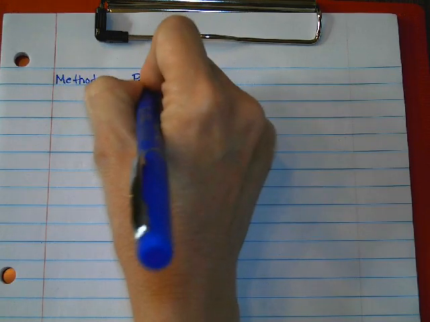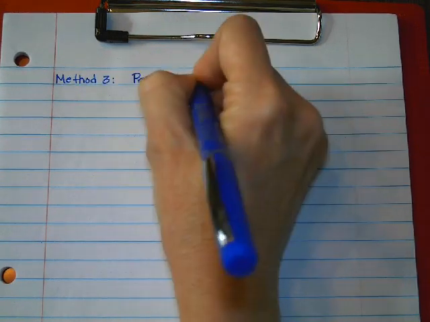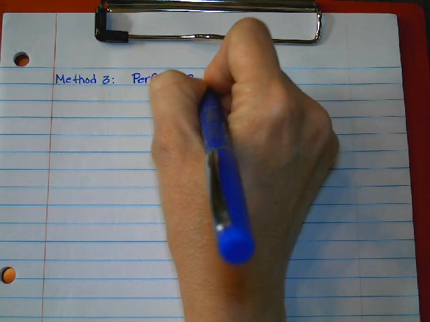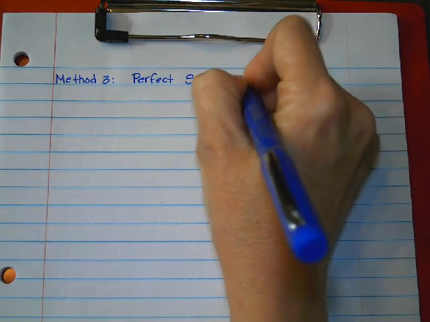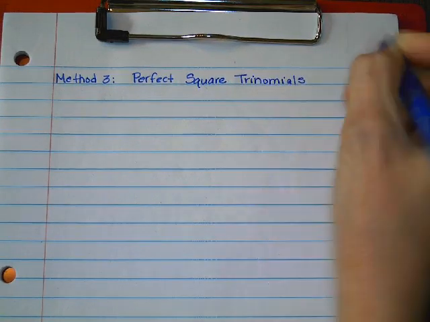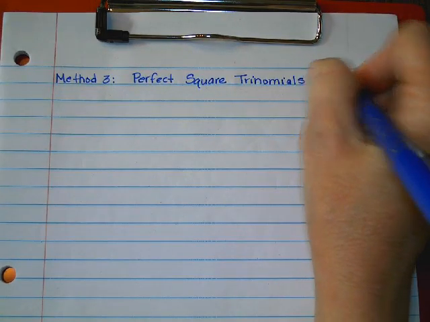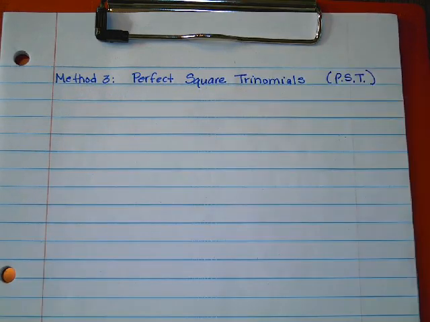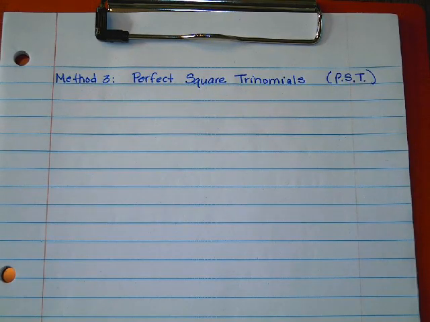Perfect square trinomials. Now we've already learned this year, remember, we called this the PST. Perfect square trinomials are our PSTs.